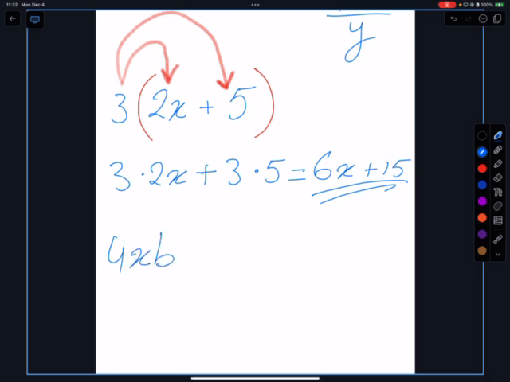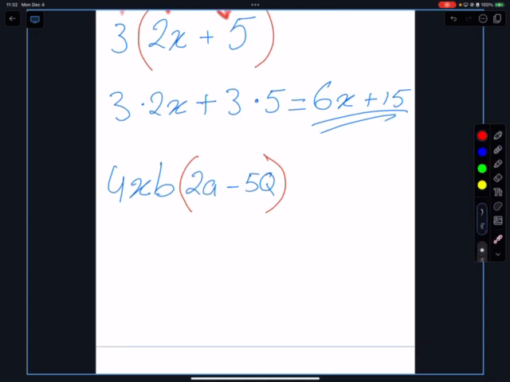4xb, bracket, 2a minus 5q. So, what did I say? Everything in the front gets multiplied with the ones inside of the bracket.